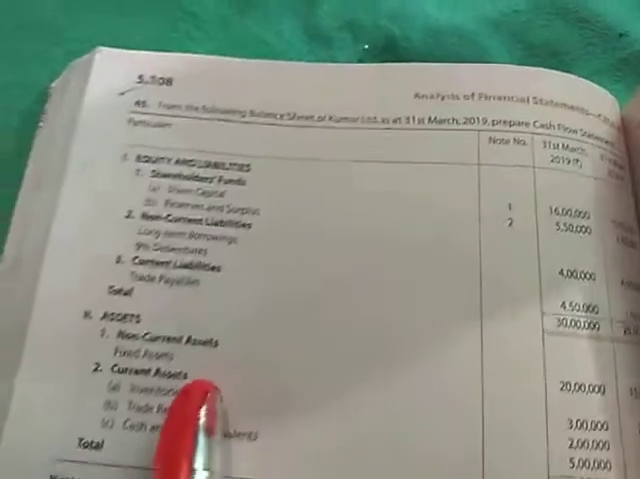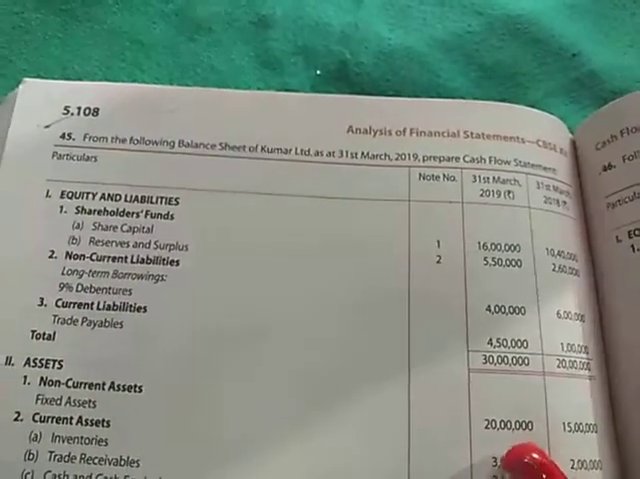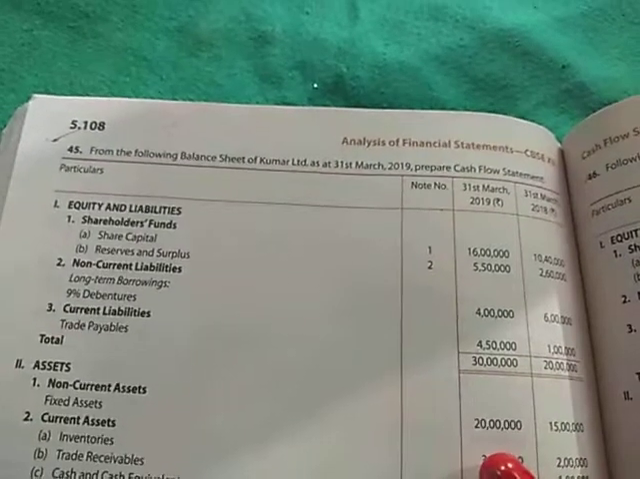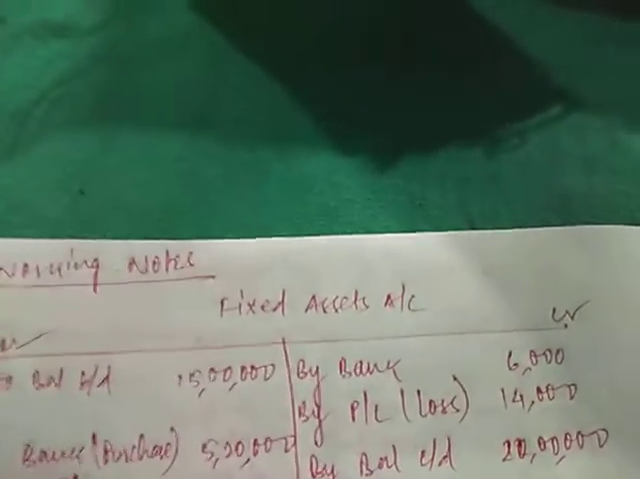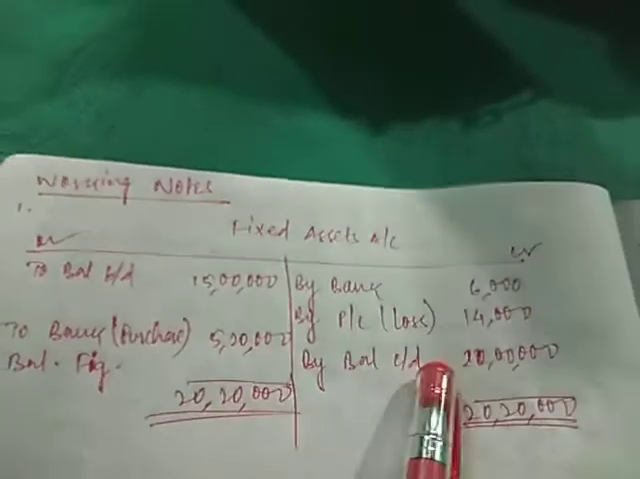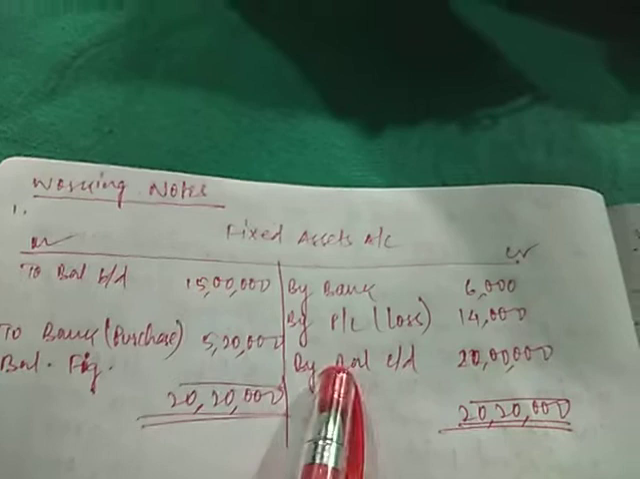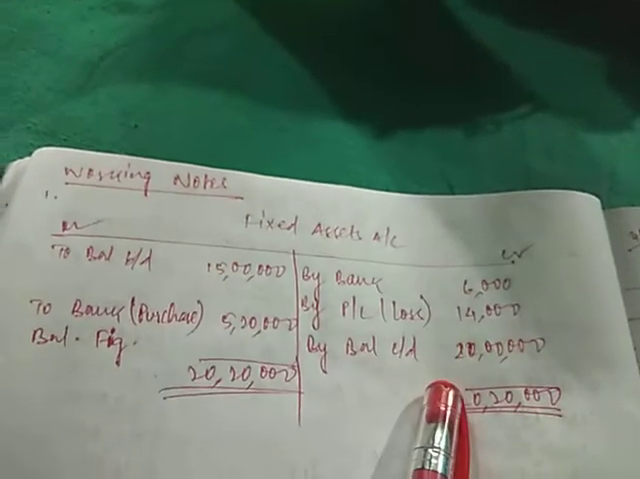Is there a difference in fixed assets or not? Non-current assets, fixed assets are given here from 15 lakh to 20 lakh. The difference is 5 lakh. So I am preparing a fixed assets account here. It is better to prepare a fixed assets account whenever there is a sale of machinery or sale of a fixed asset. Balance b/d, opening is 15 lakh and closing is 20 lakh.